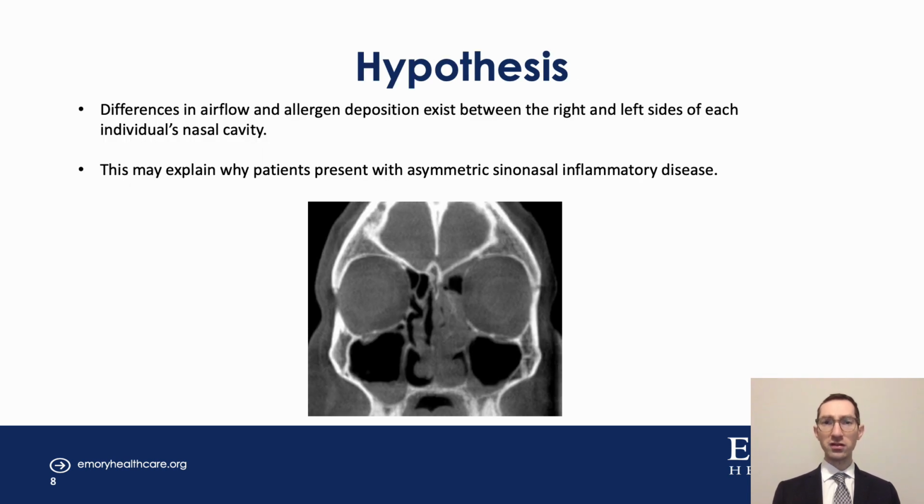We know that differences in airflow can exist between an individual's right and left nasal cavity. And we hypothesize that perhaps there are differences in deposition of allergens that exist between the right and left side of each person's sinonasal cavity, such that if there are differences in the amount of allergens that are depositing on each side of the nose, then someone who has atopic sensitivity or pathology perhaps would then go ahead and develop asymmetry in the distribution of their inflammation.